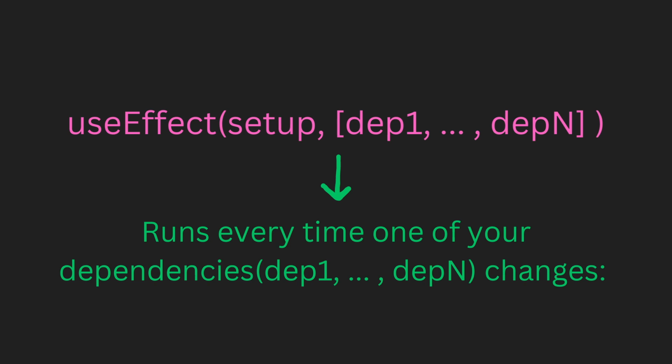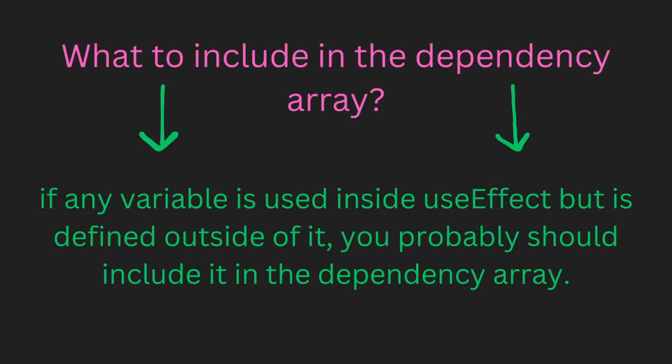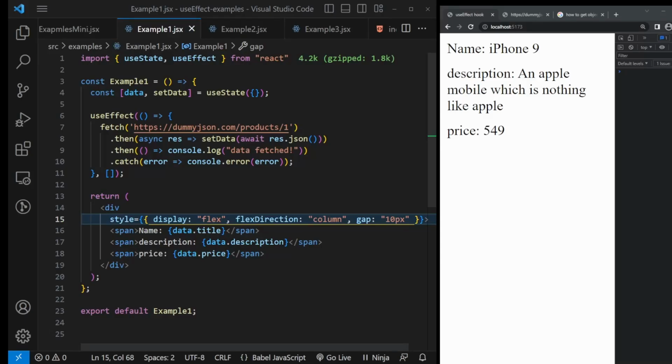And lastly, if you specify the dependencies, your effect runs after the initial render as well as every time one of your dependencies changes. Make sure that you include all the variables which are defined outside of useEffect into the dependency array. Here, I have three examples.